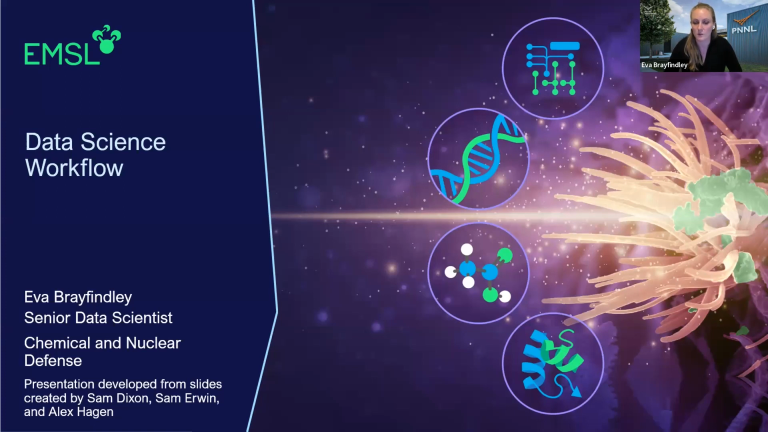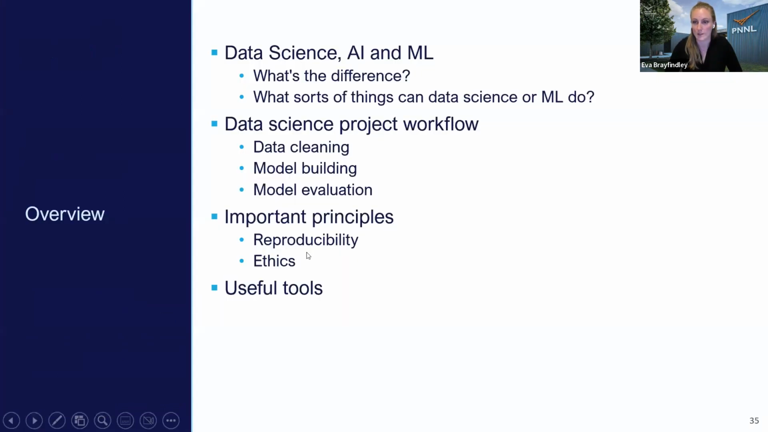In order to do that, I first want to start off with some definitions. So we'll start off talking about what data science is, what artificial intelligence is, and what machine learning is. We'll talk through some of the differences and the sorts of things we can do with that. And then we'll talk through the data science project workflow and what all is involved in that, and some important principles to think of while you work through data science type projects.